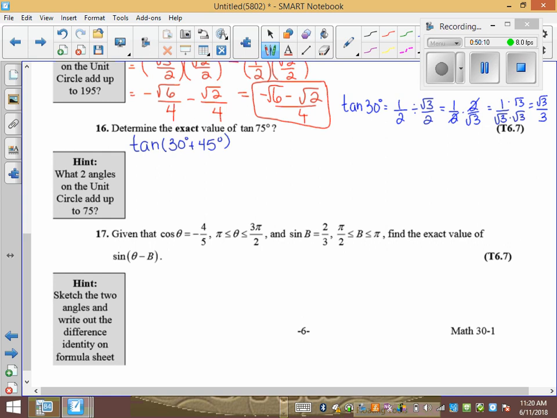The formula for tan is tan 30 plus tan 45 over 1 minus tan 30 tan 45.